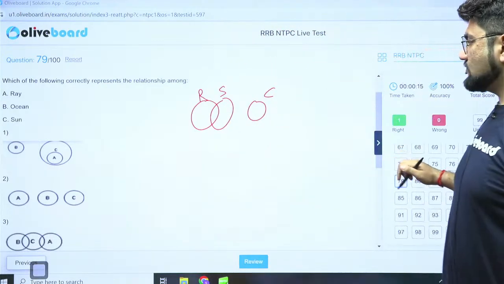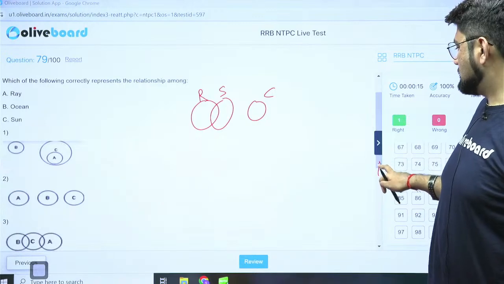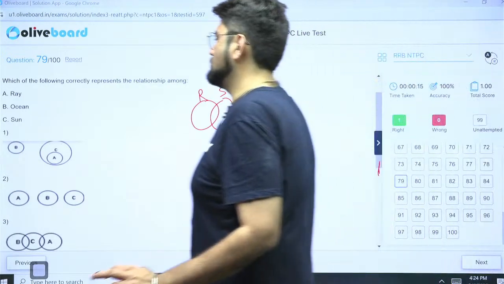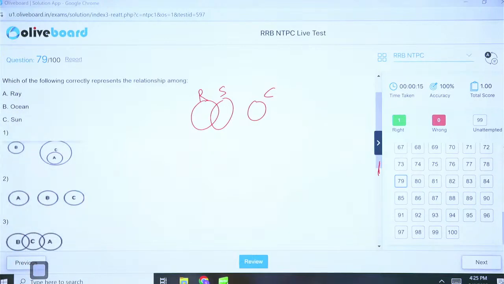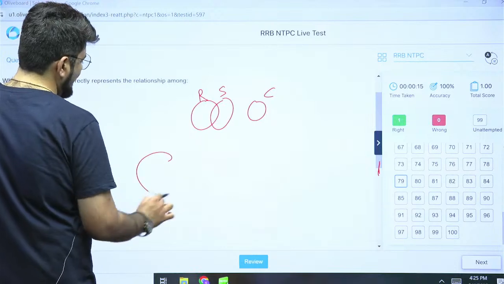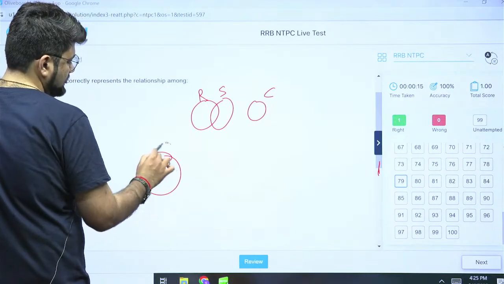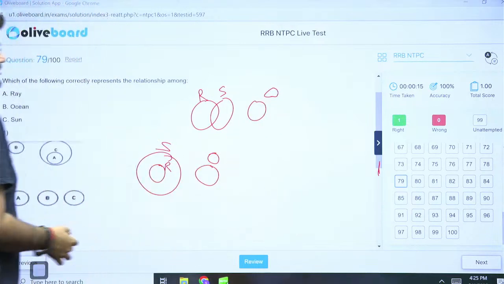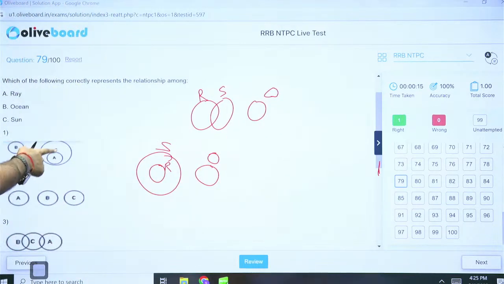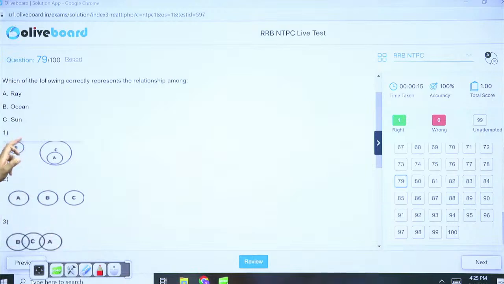But unfortunately, you will not be able to find this anywhere in the options. Under Venn diagrams, you always have to give the best representation. So the best representation here is that all rays are part of the sun and ocean is completely not connected. Option A, C, B: A is ray, C is sun and B is ocean. So option A becomes my correct answer. There is no other possibility.